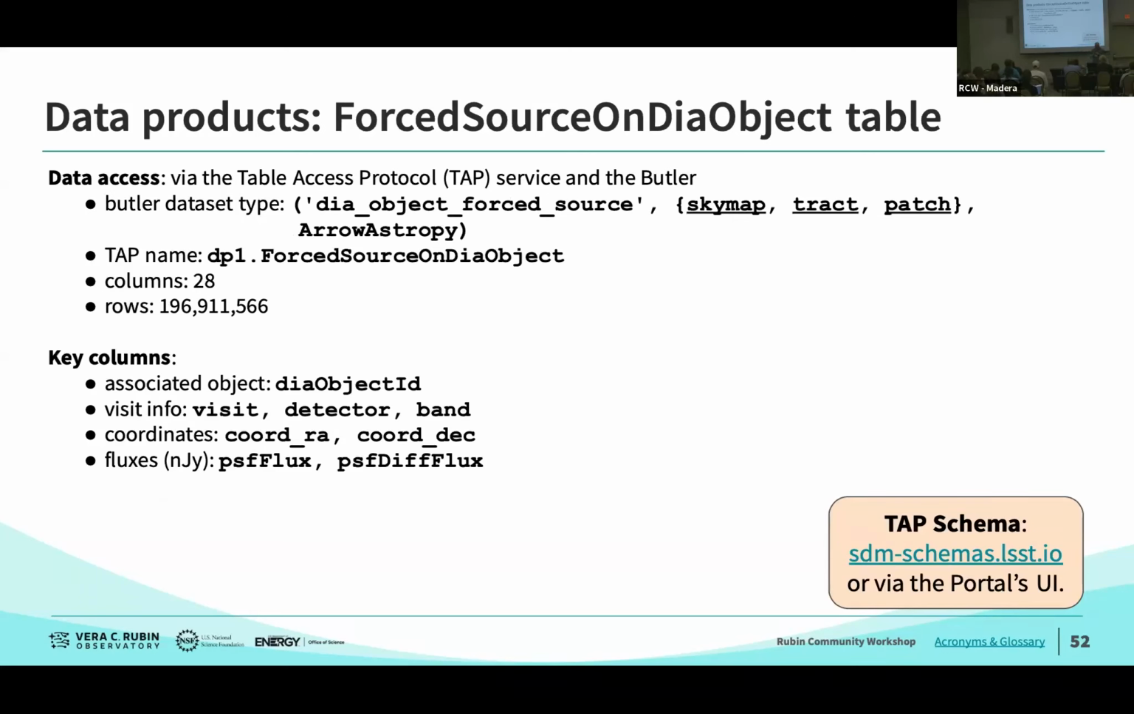Okay, and finally, there is the forced source on DIA object. And that is, as the name implies, taking the positions from the DIA object table and going and running forced measurements on the difference images and the direct images. So you get both, the last line tells you here, you get both the difference flux, meaning measured on the difference images, and the PSF flux measured on the science image.